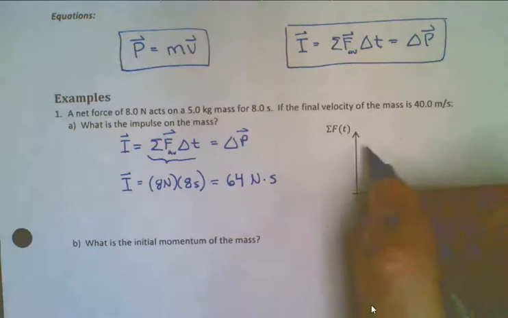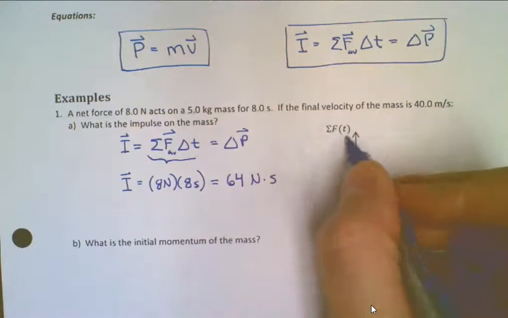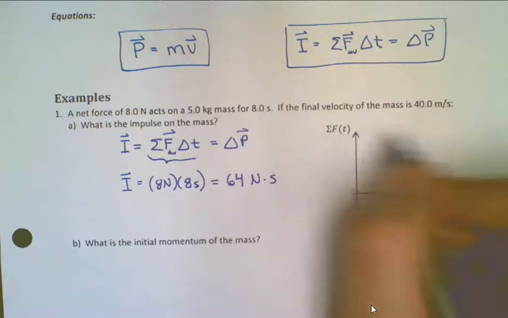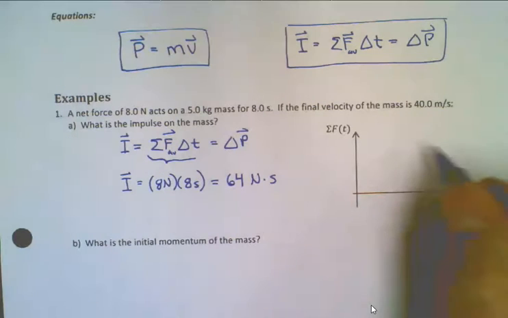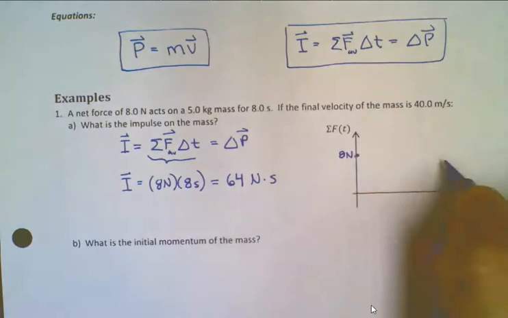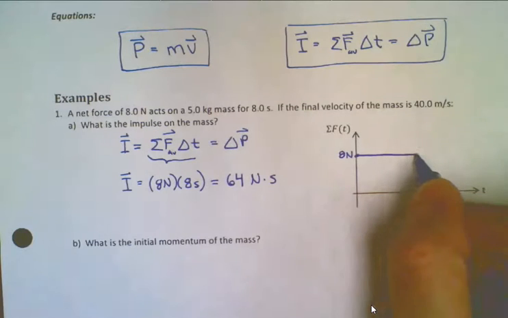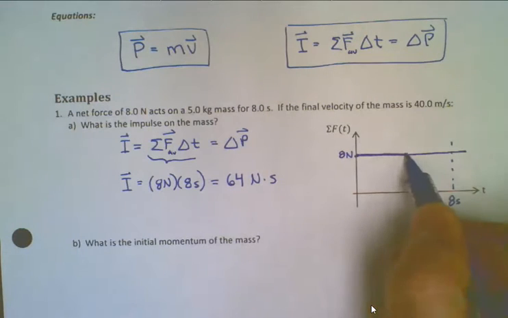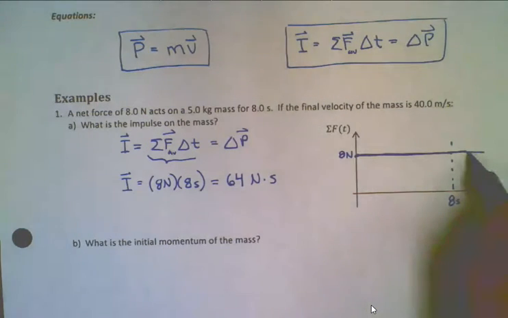Now, if we were to graph this, here we have the average net force as a function of time. This says how the net force is changing with time, and over here we have time. In this case, the net force was 8 newtons, and it remains constant for 8 seconds, and then potentially continues on from there.